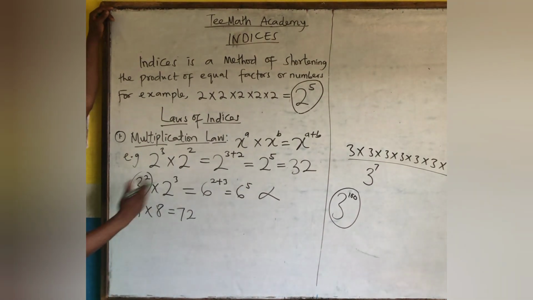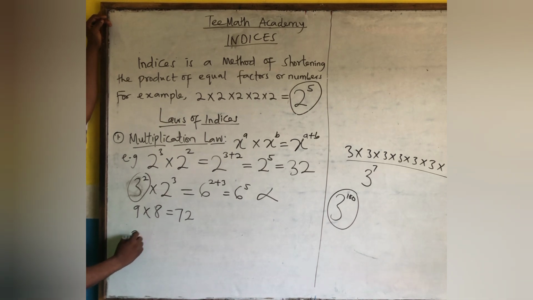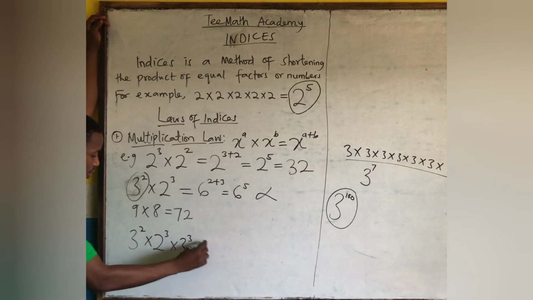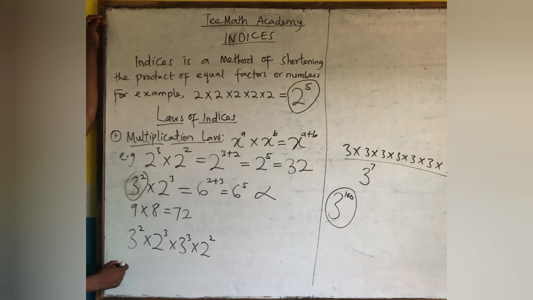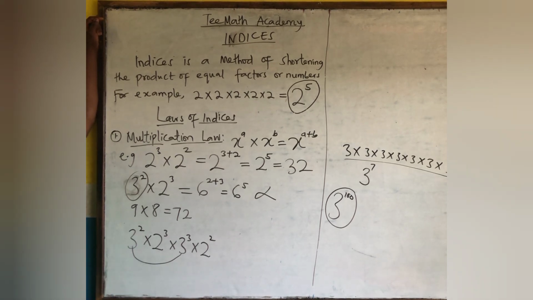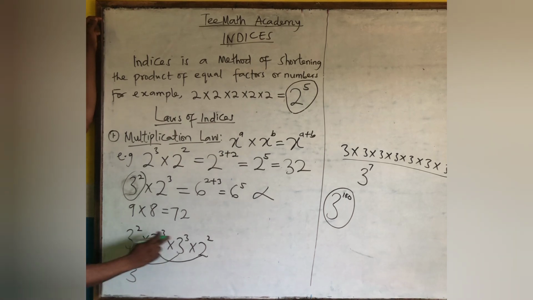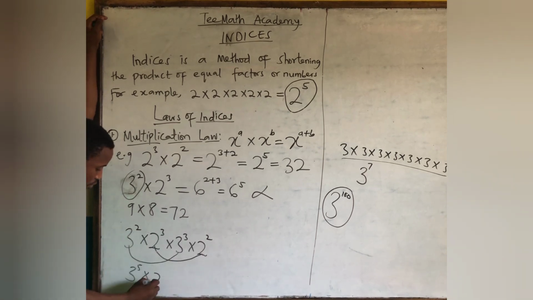And sometimes I can have different forms of multiplication. I can have 3 raised to power 2 times 2 raised to power 3 times 3 raised to power 3 times 3 raised to power 2. So what do I do here? I can bring together the ones that are equal. They have equal base. So I have 3 raised to power 2 and 3 raised to power 3. I pick one of the base, then I add the powers, so 2 plus 3 is 5. Then the 2s, 2 raised to power 3 and 2 raised to power 2, is also 2 raised to power 5.